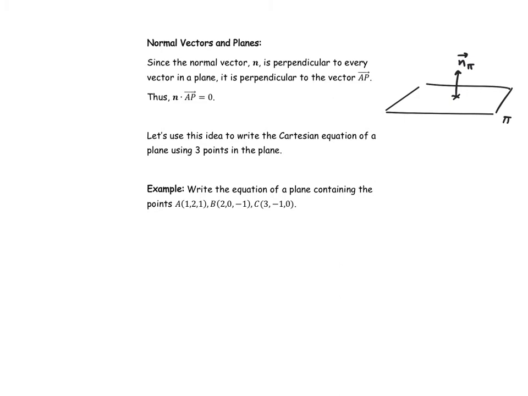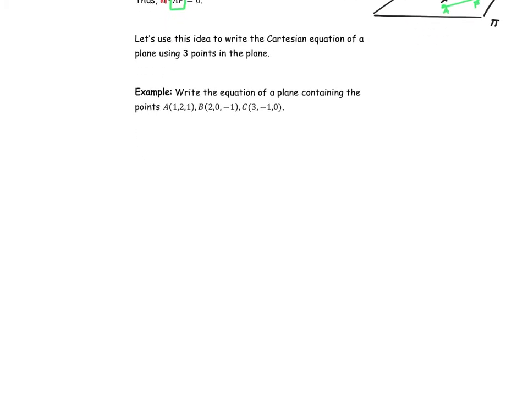Okay, so that normal, we can highlight it. Let's put it in red. Normal pi. That normal is going to be perpendicular to any vector AP. And let's assume we don't know the coordinates of P, but we do know the coordinates of A. If I dot them, we should get 0. So we're going to use this idea to write the Cartesian equation of a plane using just 3 points, in a more efficient manner than we did earlier.